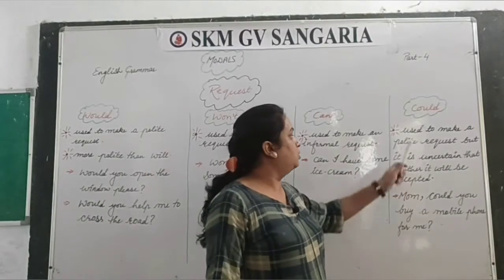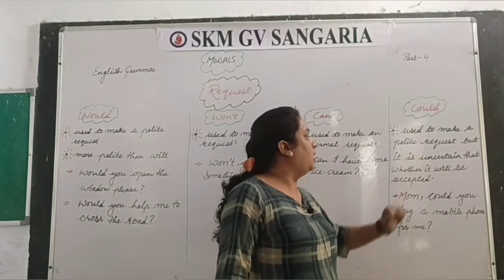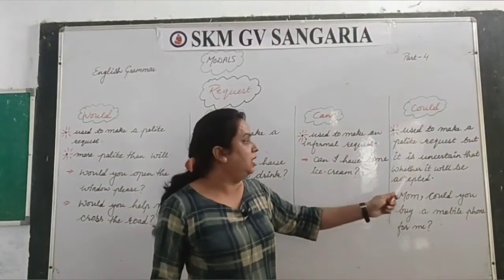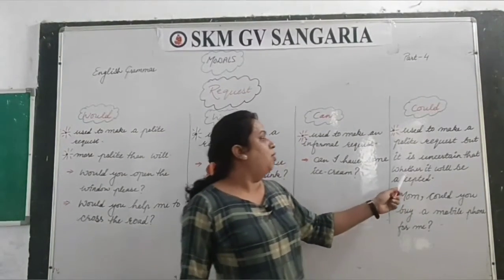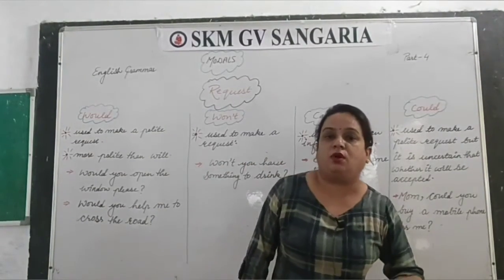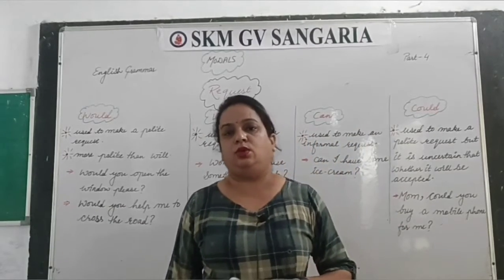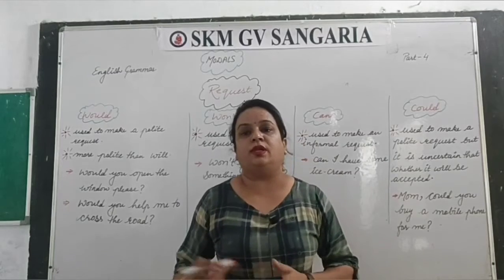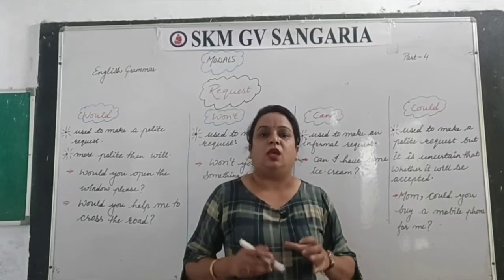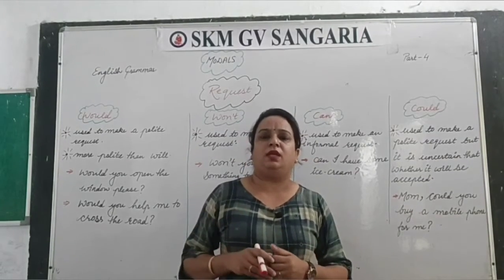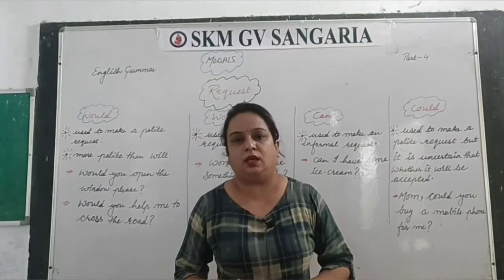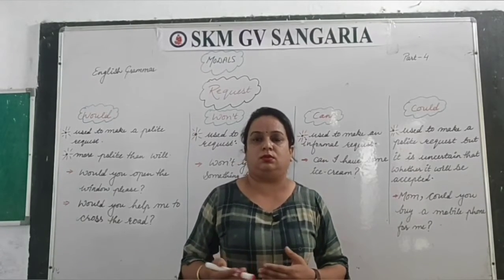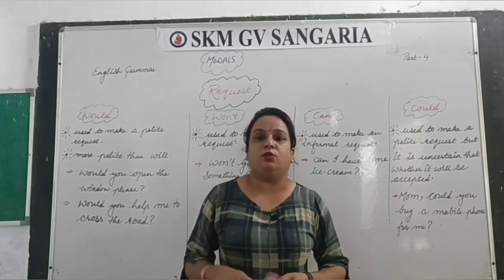And the last one is could. That is used to make a polite request, but it is uncertain whether it will be accepted or not. So it happens to you actually that sometimes you request your parents to get something from the market. If it is a small thing or can be arranged properly, then your parents provide you that thing.